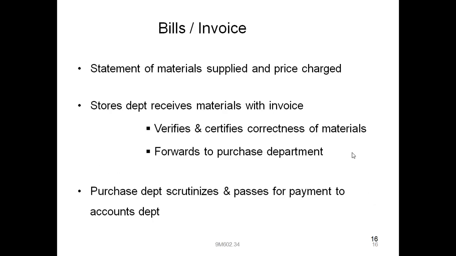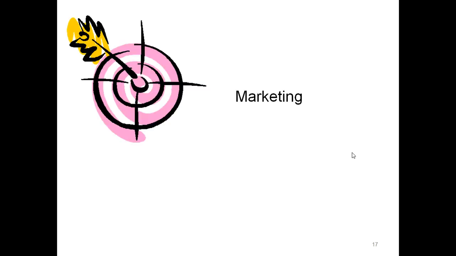Next comes the bill or invoice. Statement of material supplied and price charged. Stores department receives materials with invoice, verifies and certifies correctness of materials, forwards to purchase department. Purchase department scrutinizes and passes for payment to accounts department.